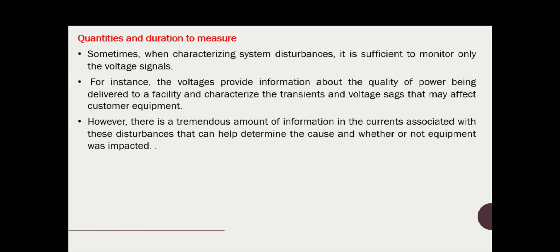For instance, the voltage provides information about the quality of power being delivered to the facility and characterizes the transient and voltage sag that may affect the customer equipment. However, there is a tremendous amount of information in the current associated with these disturbances that can help determine the cause and whether or not equipment was impacted.